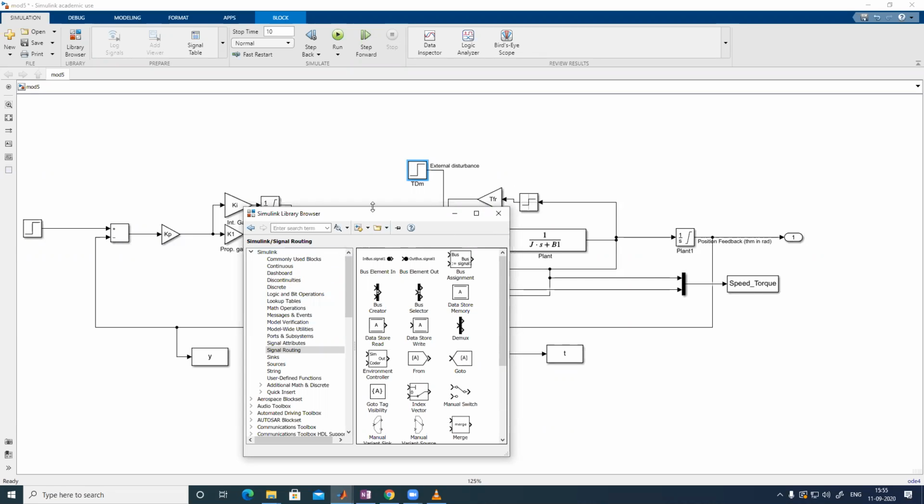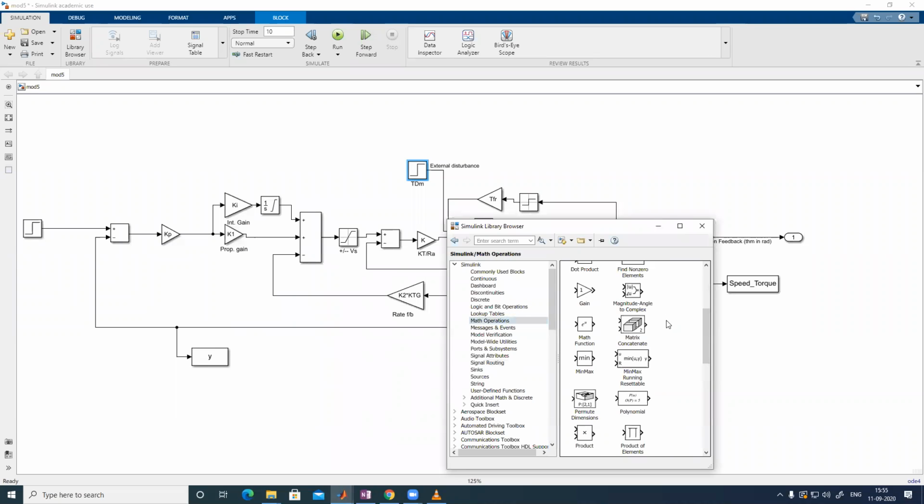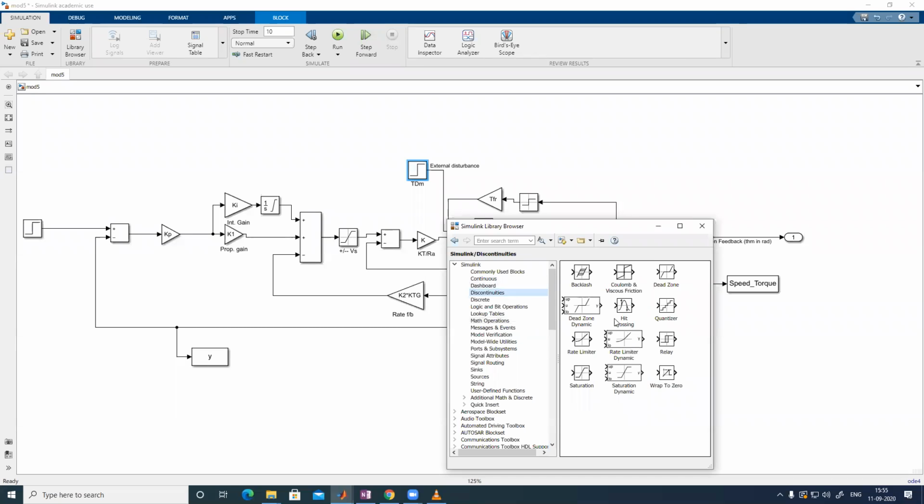And the sign function is available in Math Operations, Sign. And saturation is available in Discontinuities.